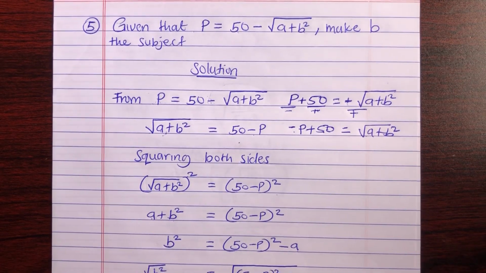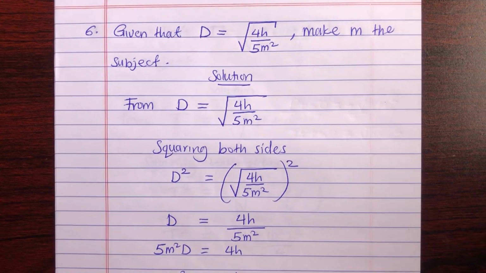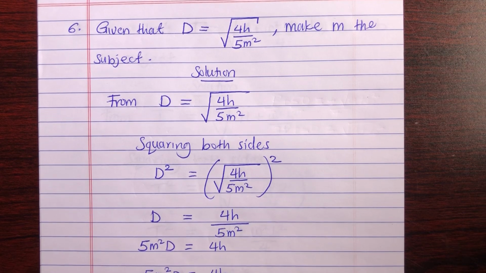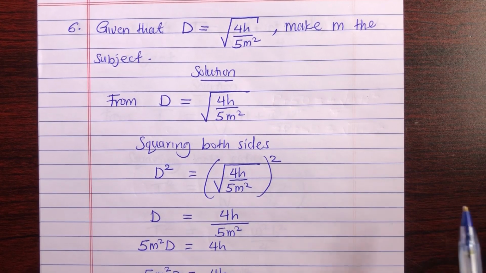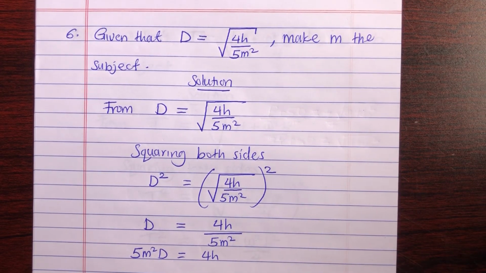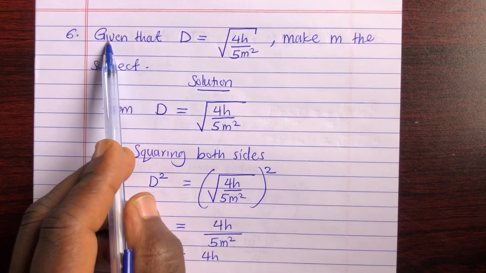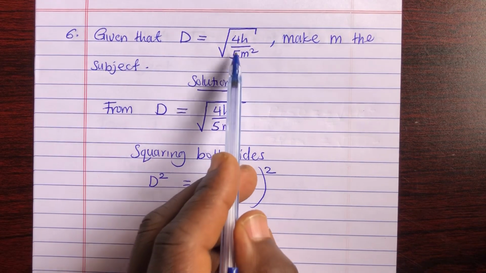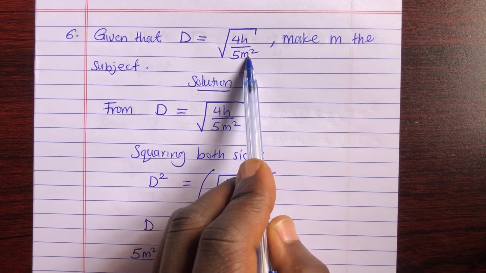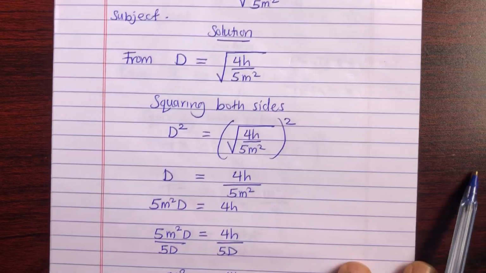Otherwise, I want us to look at our last example, and then we shall have some trial numbers at the end of this topic. Example 6 is our last example concerning the fractional powers. So, in example 6, we are given d as the square root of 4h over 5m squared, but they want us to make m the subject. So, how are we making m the subject?